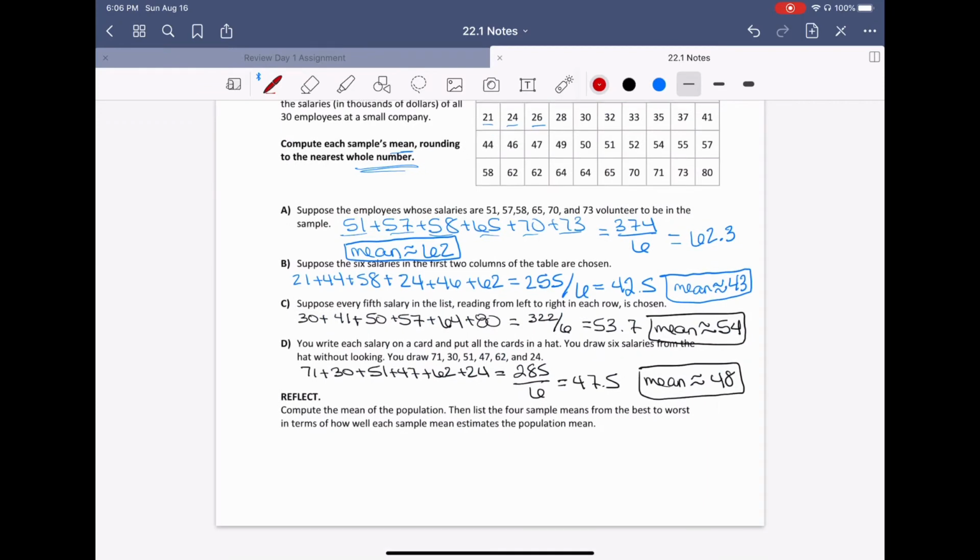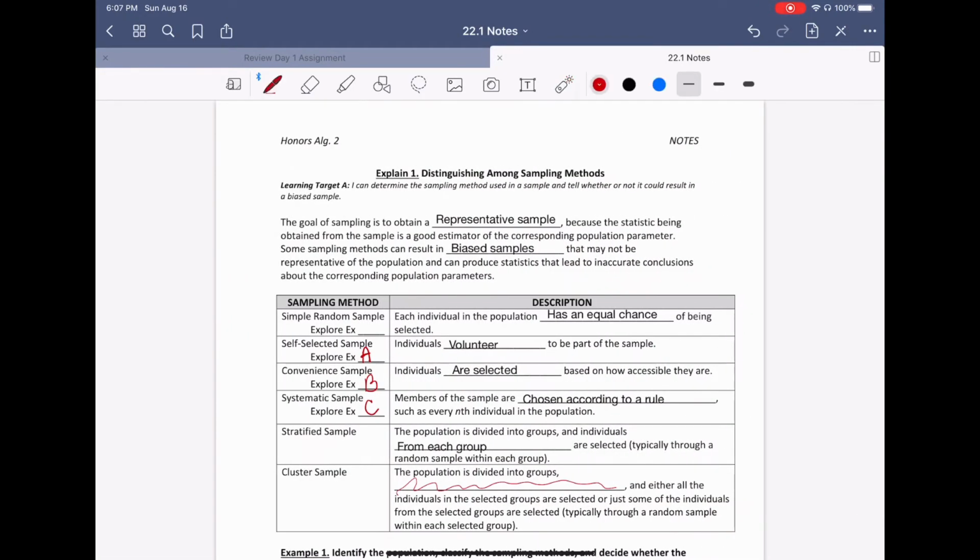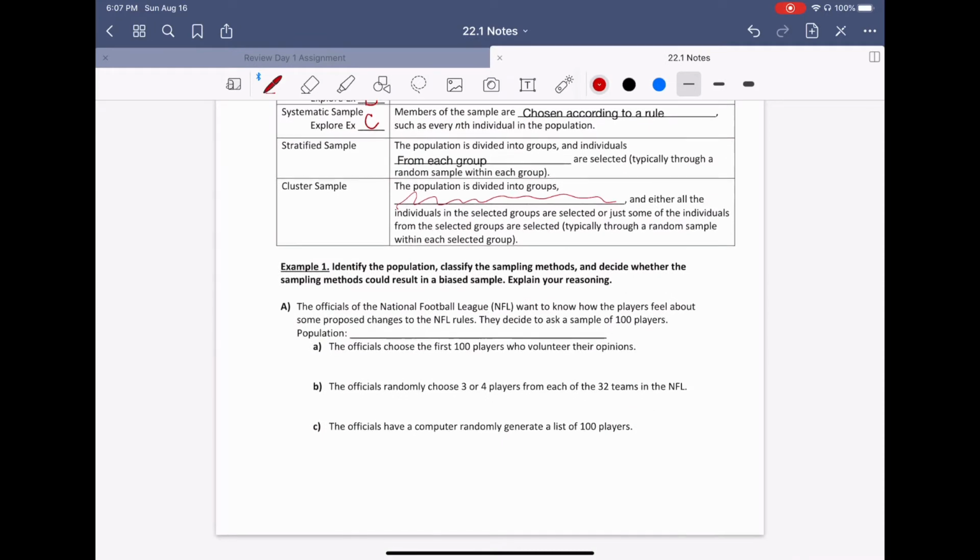And then we have D. D says you write each salary on a card and put all the cards in a hat. You draw 6 salaries without looking. So this sounds like it's pretty random, right? There's no specific order, there's no rule, so this would fall into D, a simple random sample.